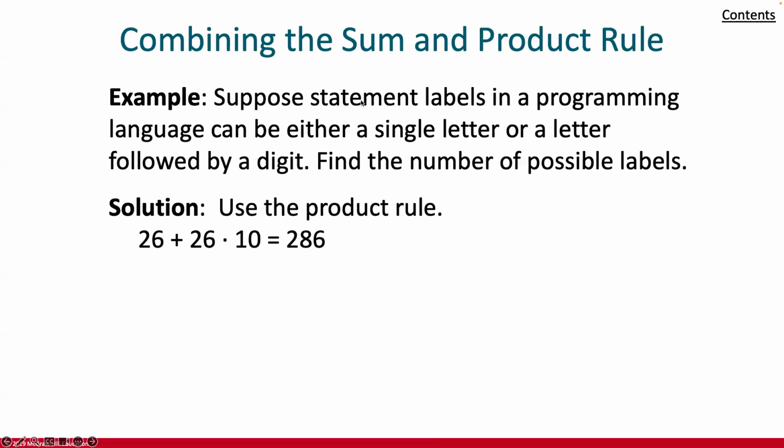You can also have the combination of the sum and the product rule. Suppose the statement labels in a programming language can either be a single letter or a letter following a digit. Find the number of possible labels. You can have a single letter, or you can have a letter and a number, so we multiply those together, and we add these, and we get that total, 286.